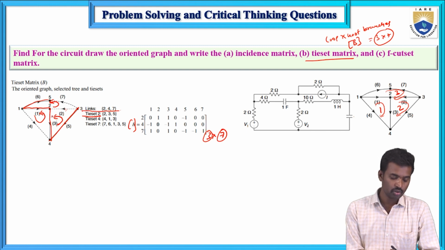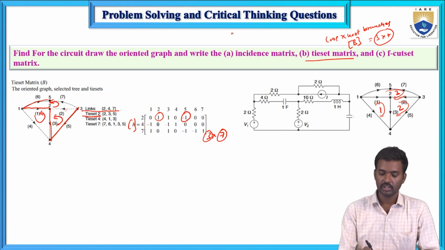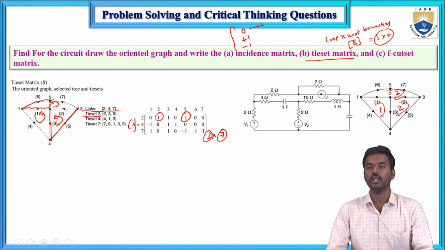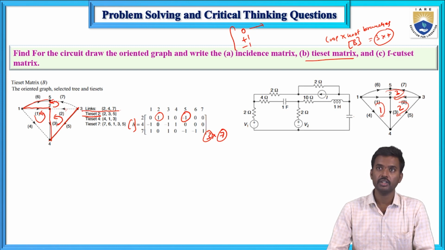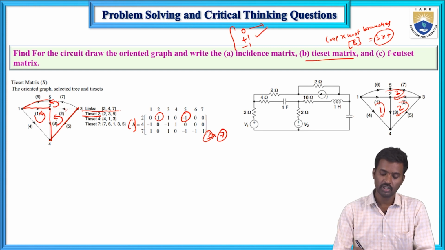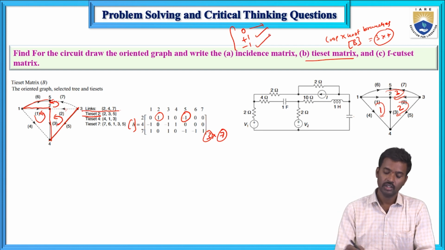For this case the associated elements are 2, 3 and 5. 2 is the same direction, 3 is also the same direction, and 5 is the minus direction, the opposite direction. Here also the entries are 0, +1 and -1. If the branch is not associated with that loop, the value is 0. If the loop orientation and the branch orientation are in the same direction, that is plus, and if opposite direction, that is minus.